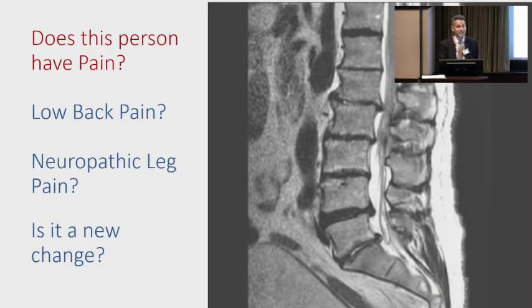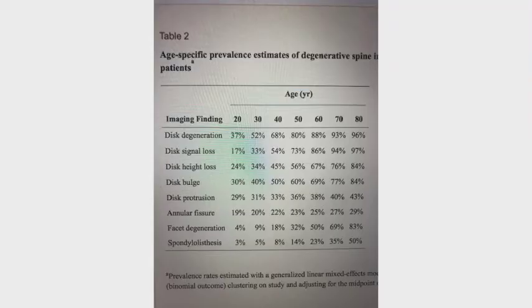How about this one? This guy's clearly in pain, right? Look at that. This guy can barely walk, right? Is he having low back pain, neuropathic pain? Does he need a 5-level lumbar fusion? What are we going to do with this guy? Okay? Couple of key points.